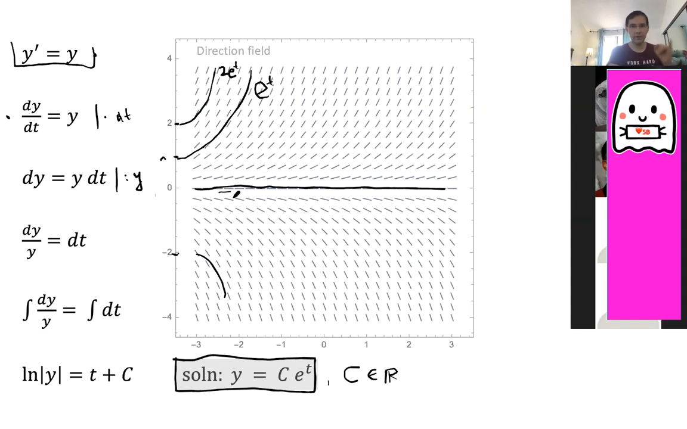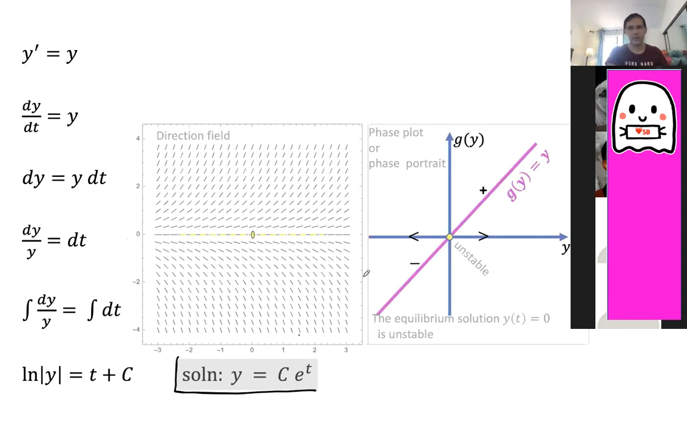And there's only one solution that is the constant function 0. First of all, this is an equilibrium solution because it's a constant function and it's a solution to this differential equation. And because of the behavior of the nearby solutions, we can classify this one as an unstable equilibrium solution. We'll sketch this. Sometimes they call this a phase plot or the phase portrait. Basically, we are going to take the right-hand side. Remember, the equation was dy over dt.